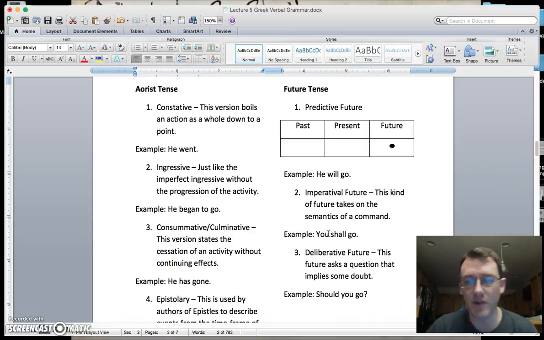All right, moving on to the future, we have the predictive future, which is the only one that has time, and I'll explain that as we move along. The predictive future is just this idea that you assume that someone is going to do something in the future. There's no continuation implied, it's just going to happen at some point in the future. The example, he will go, he will say, he will do. There's no reference to he will be doing it for a period of time. It's just a simple idea that you assume that this is going to happen in the future.